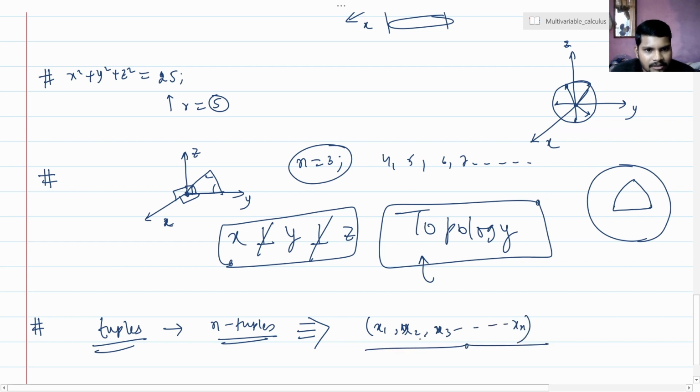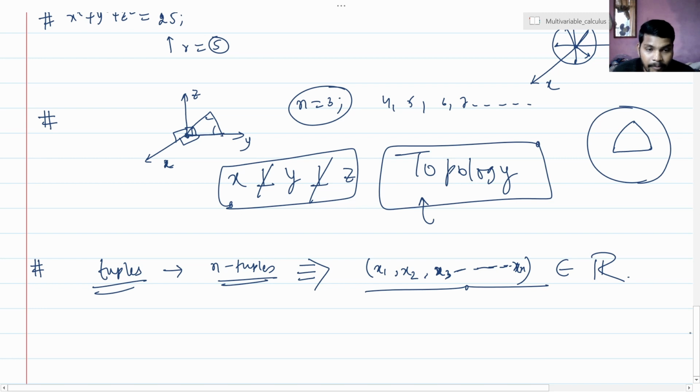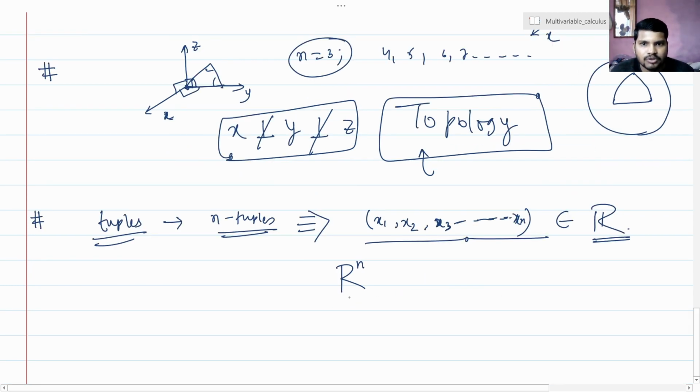Why are we adopting this strategy? Because we don't like so many alphabets; representing n dimensions, we would run out of letters. So x1, x2, x3 are real quantities, they have to be real quantities. They are part of the real space, and this real space we can write as R to the power n. This n shows the number of dimensions, the number of tuples.